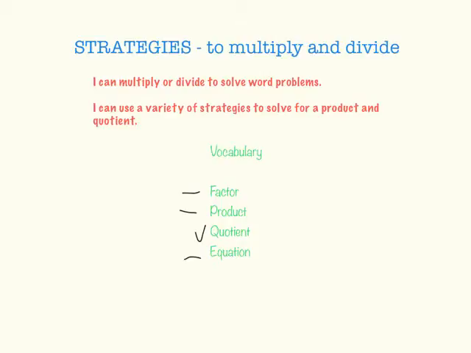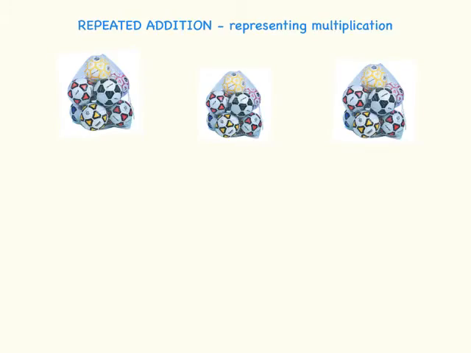So let's keep going. The first strategy we're going to work on is repeated addition. Repeated addition is another way to represent multiplication. You did this in third grade, but we're going to hit it real quick here in fourth grade as well as a quick refresher.